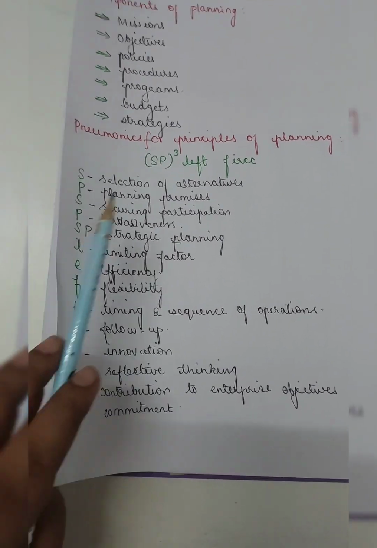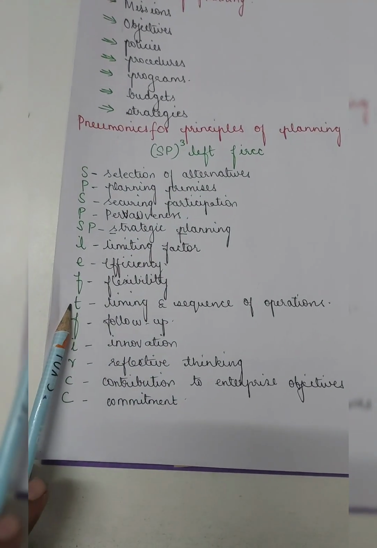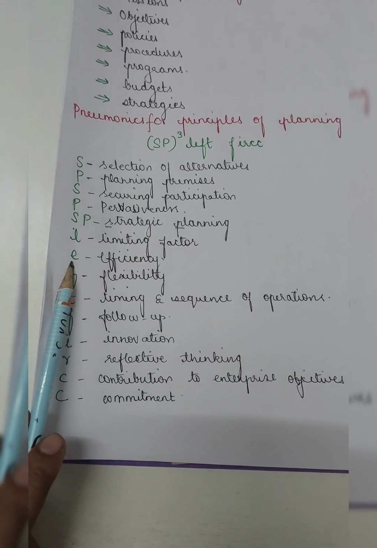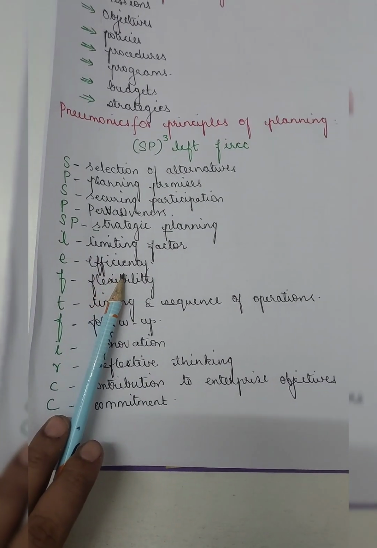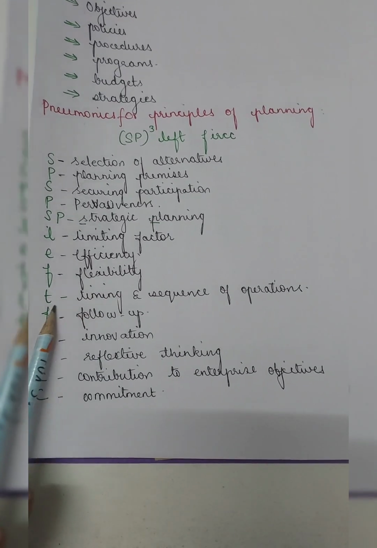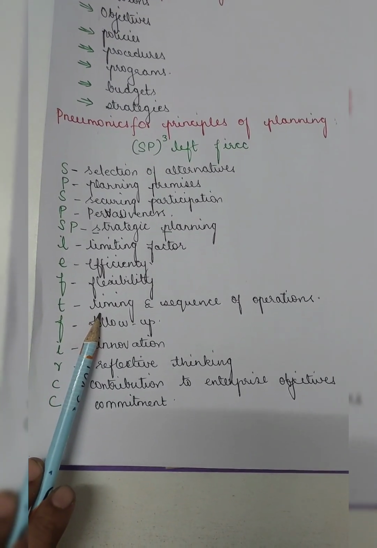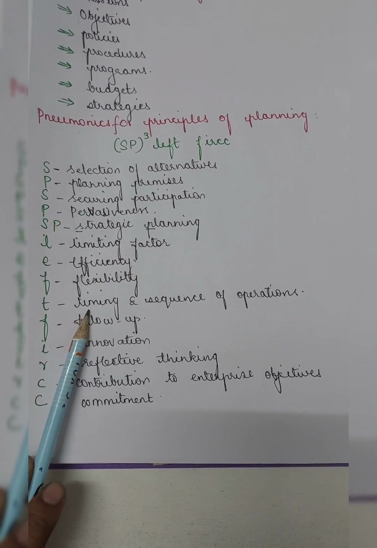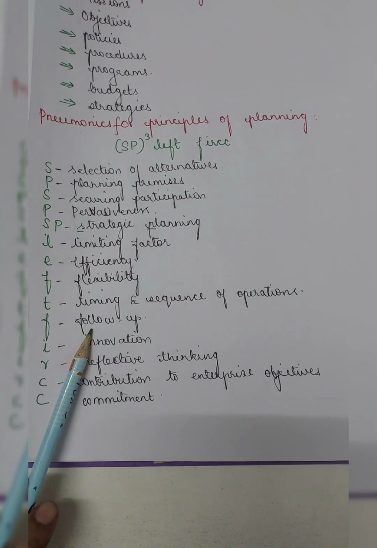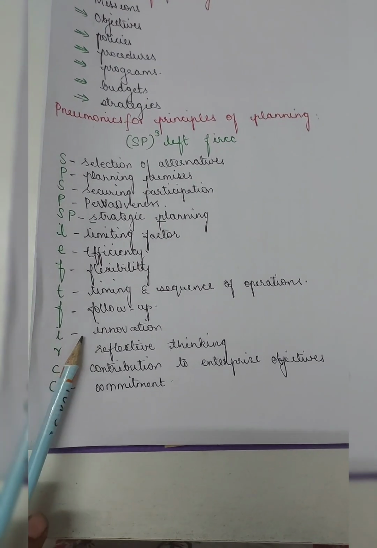Then LEFT. L is for principle of limiting factor. E is for principle of efficiency. F is for principle of flexibility. T is for principle of timing and sequence of operation. And P is for principle of follow up.